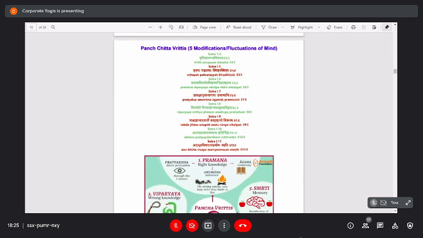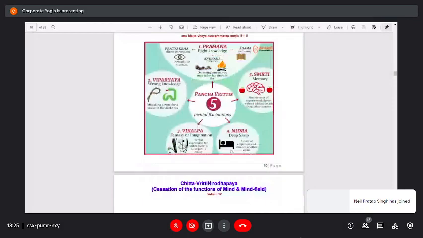He talks about five factors. Vrittayah panchatayah klishta aklishta. Vrittis. Vritti is nothing but the modifications. There are five, and some are good and some are bad. So which are those five? Pramana, Viparyaya, Vikalpa, Nidra, Smritayah. These are the five sets.